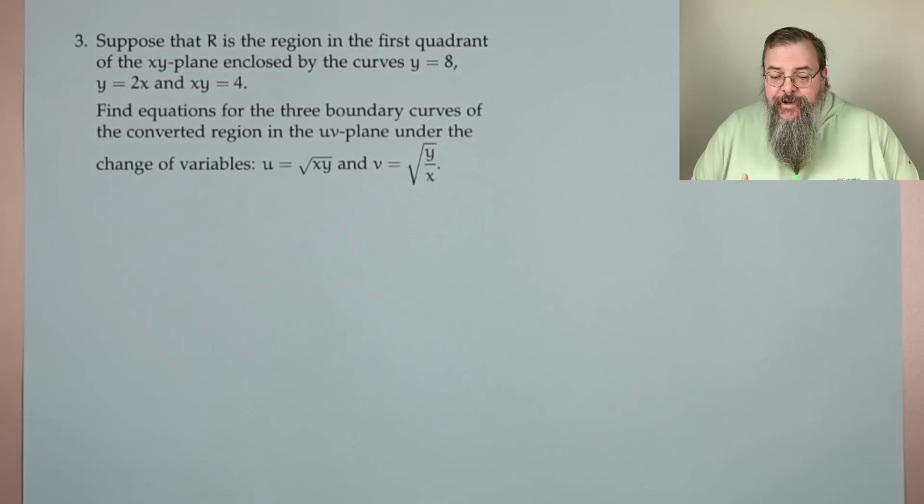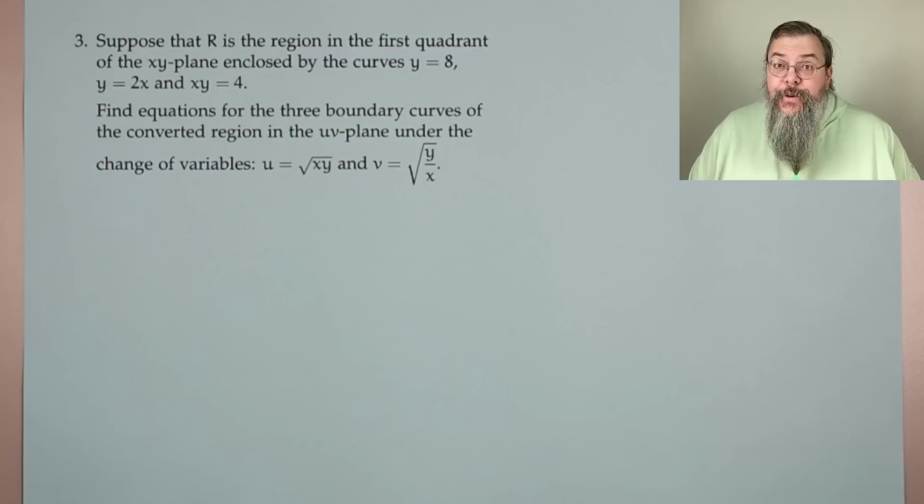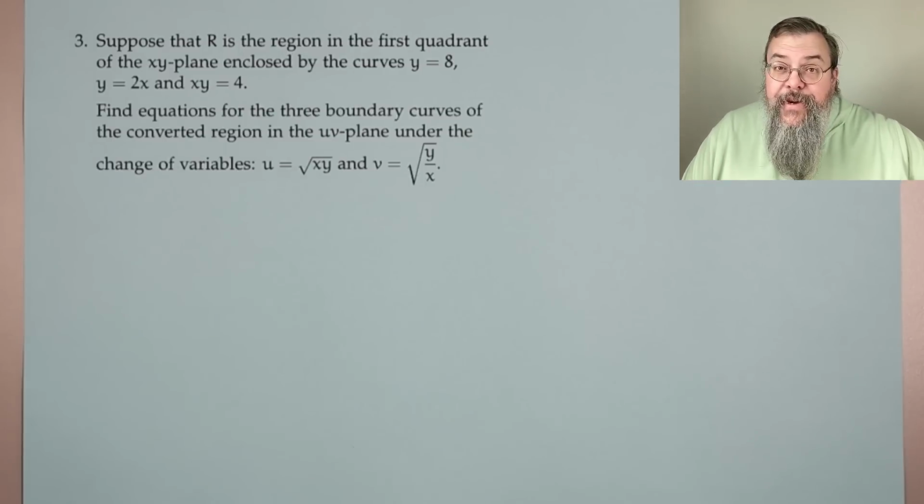Suppose that R is the region in the first quadrant of the xy plane enclosed by the curves y equals 8, y equals 2x, and xy equals 4. All right. Find equations for the 3 boundary curves of the corresponding region in the uv plane under the change of variables u equals square root of xy, v equals square root of y over x.